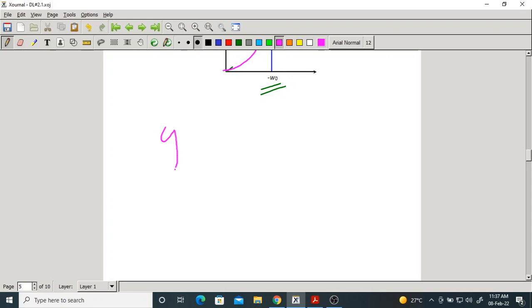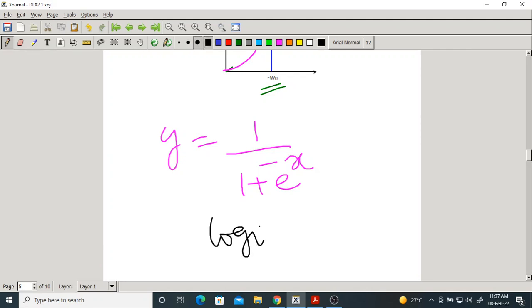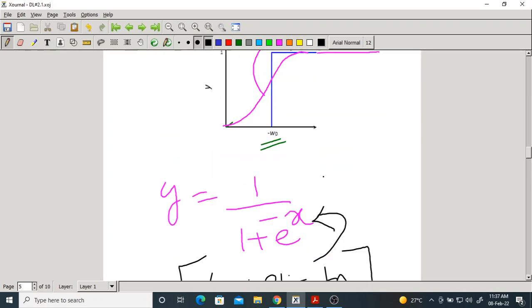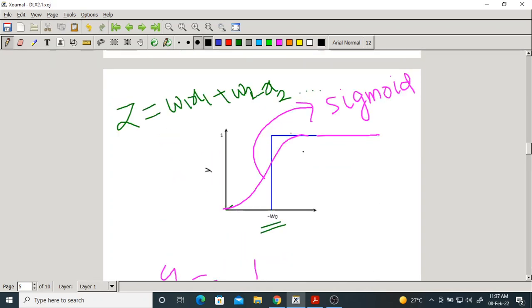Now, sigmoid is a family of functions like this. Sigmoid generally means y equal to 1 by 1 plus e power minus x. In the sigmoid family, we deal with the logistic function. There are many varieties of functions, but for the time being we deal with the logistic function, which is of this form, 1 by 1 plus e power minus x. It is in the shape of the letter S, the alphabet S.